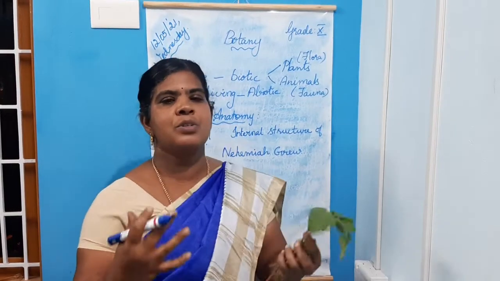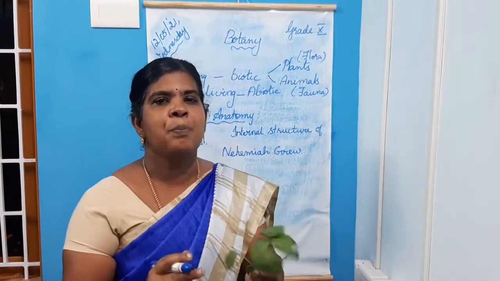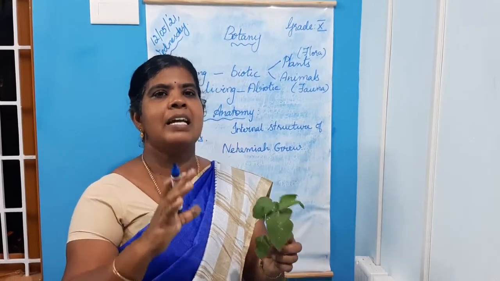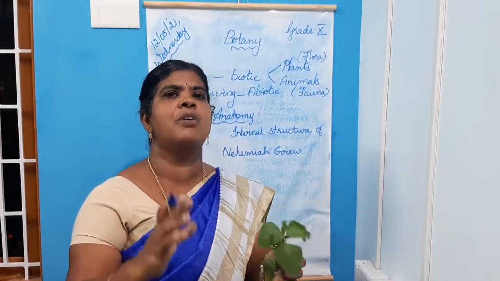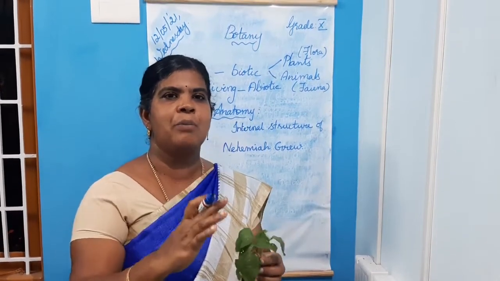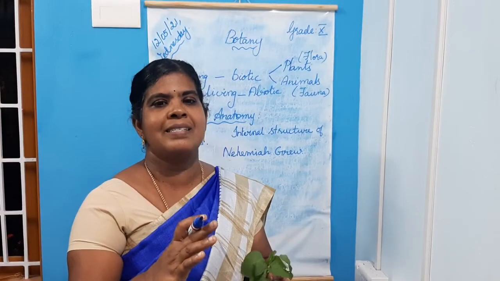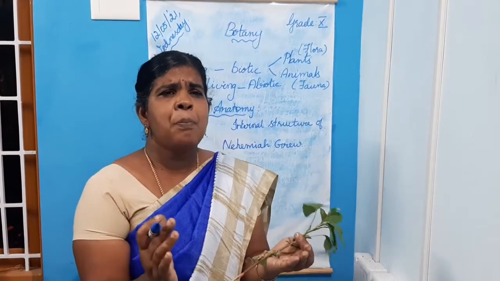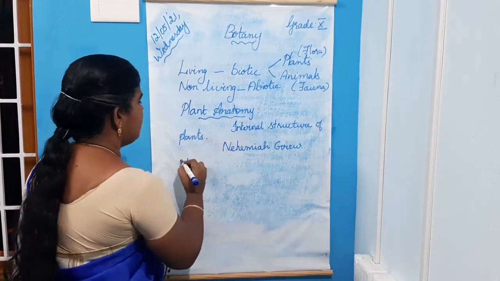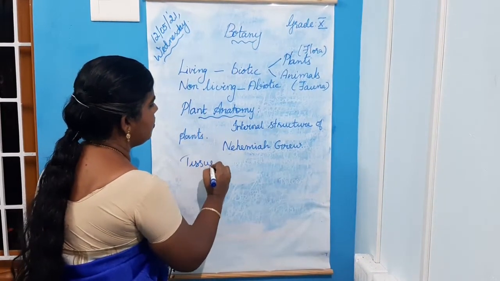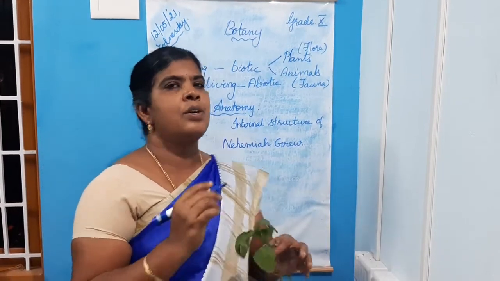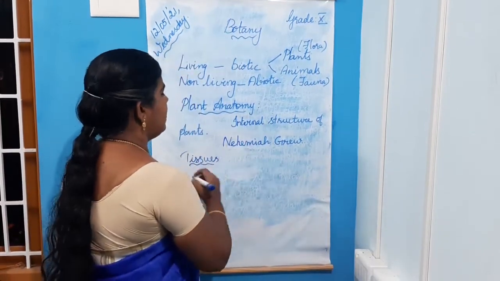What are tissues? Tissues are groups of cells. What is a cell? A cell is the structural and functional unit of all living organisms. The plant body is made up of cells, isn't it? So groups of cells together form tissues. So you must know what a tissue is, or define tissue. Tissues are groups of cells. Just note it down.